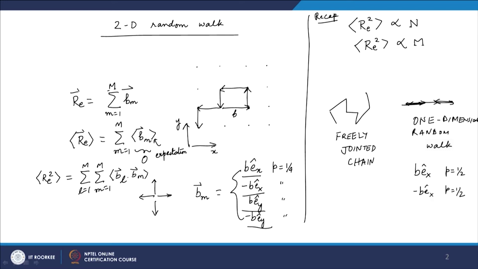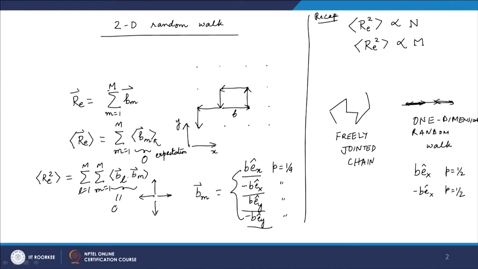And again for L not equal to M, this term has to be equal to 0, and for L equal to M, this term has to be b squared, because then we are multiplying the same vector, and what it essentially means is we will have the same result, that the mean square end-to-end distance is M b squared. Okay. So although I have shown you for a 2-dimensional square lattice, the same idea will apply for a lattice in 3 dimensions, actually in any dimension.